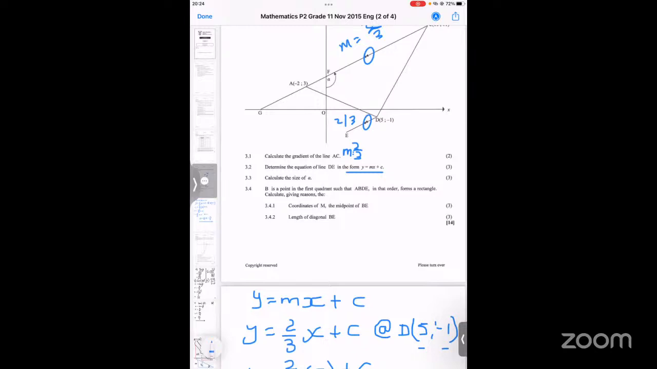On my side, I will therefore say, let's have a look at 3.3. 3.3, they want you to calculate the size of angle alpha. Is there anyone who can suggest how we can calculate that angle alpha? You just describe the process that you would go through in calculating that angle alpha. Anyone?